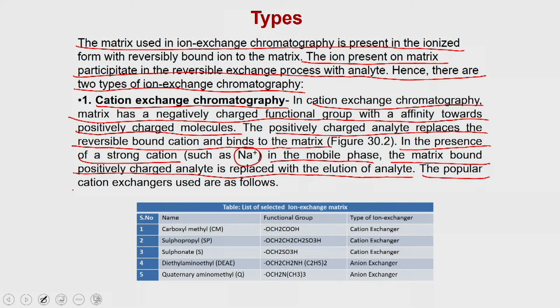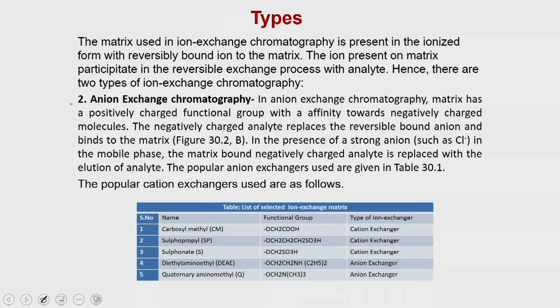The popular cation exchangers are as follows. You can have carboxymethyl, which is CH2COOH, you have SP Sepharose, you can have sulfonate, but all these three are cation exchangers, whereas the other possibility is the anion exchanger, and in the case of an anion exchanger it is going to be a positively charged functional group which has an affinity for negatively charged groups.